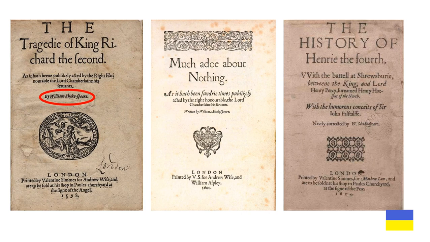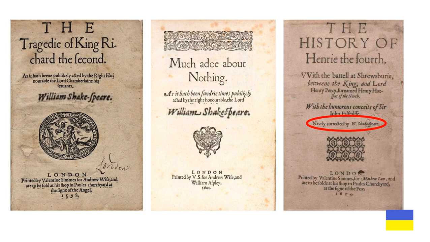For the 1598 quarto, it's William Shake-Spear. The 1600 quarto is William Shakespeare, one word. Finally, in the 1604 quarto, it is W. Shakespeare. Also, it is newly corrected by him. These are three distinctly different ways to spell the name.